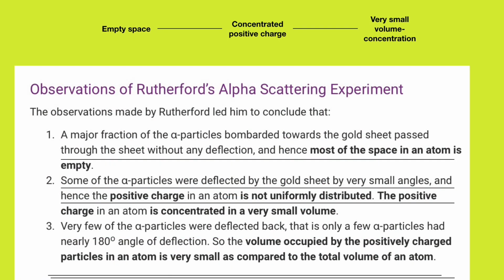Now the observations from the alpha particle scattering experiment have 3 main points, and the keywords are empty space, concentrated positive charge and very small volume. Now look at these observations. Most of the space in an atom is empty. That was his first observation. The second observation is that the positive charge in an atom is concentrated in a very small volume. And the third one is that the volume occupied by the positively charged particle is very small compared to the total volume.